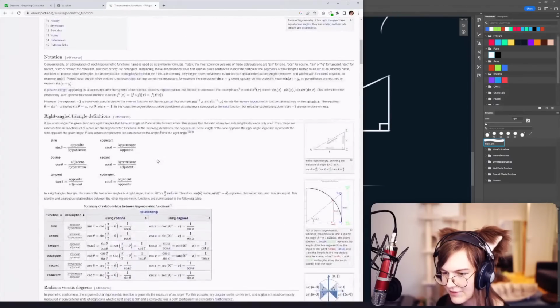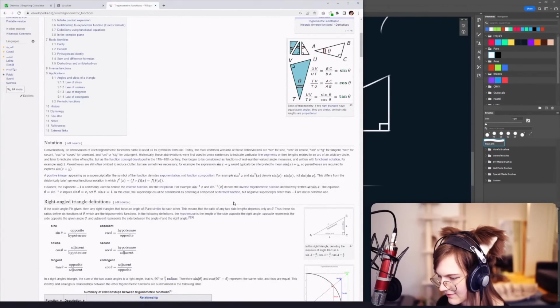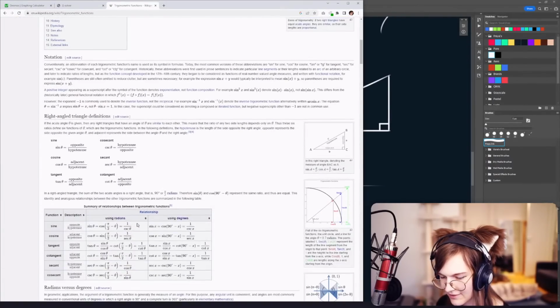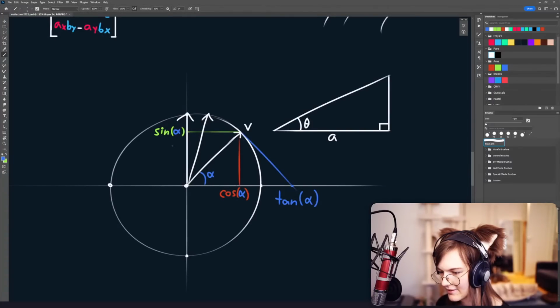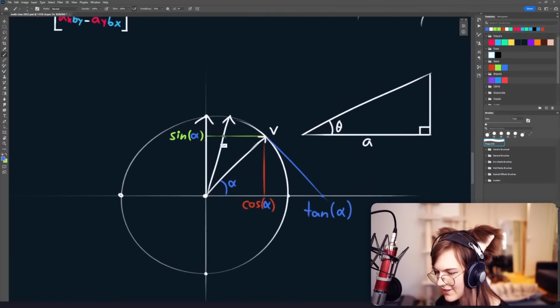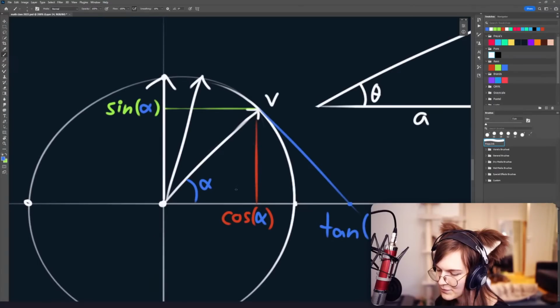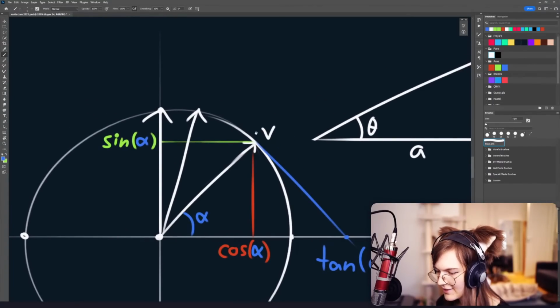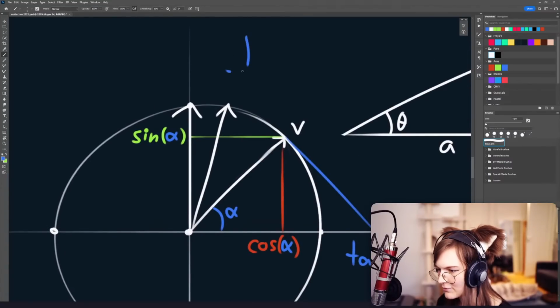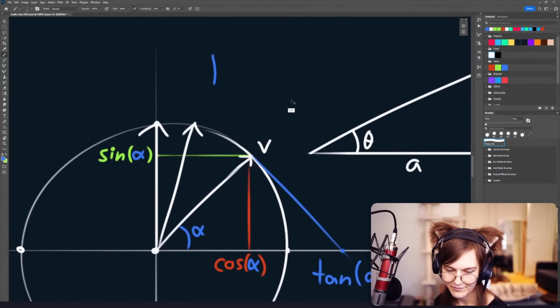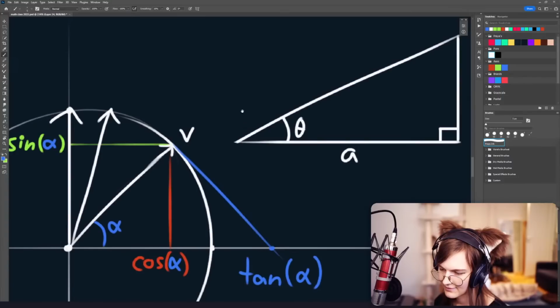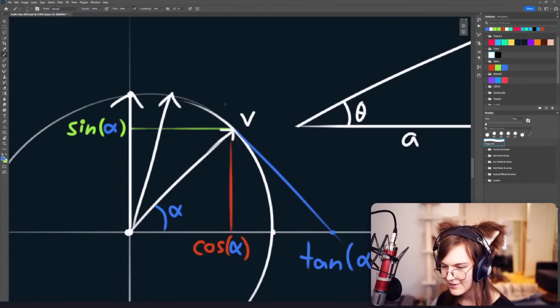Where's just the definition of tangent? Can't find it. It has opposite divided by adjacent. Yeah, that makes sense. Then it's sine divided by cosine. And sine is increasing up, it's approaching 1, and then cosine is approaching 0. So what tangent is approaching is 1 divided by 0, right? So sine divided by cosine is not smaller in that case.